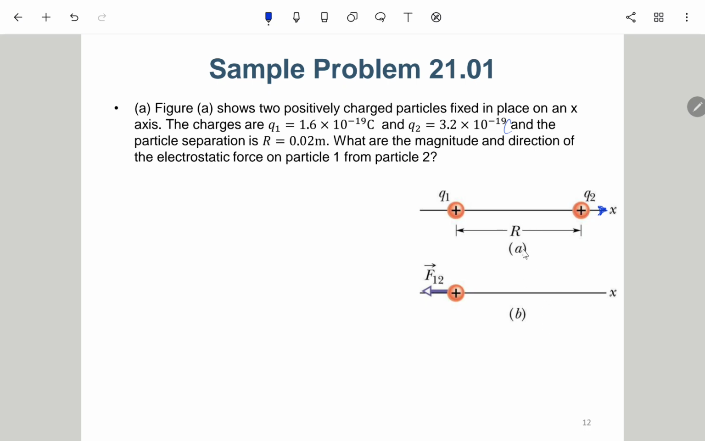Okay, so this is the separation, actually the distance between these two charged particles. So what are the magnitude and direction of the electrostatic force on particle 1 from particle 2? Okay, so it asks you for the force acting on this one. It is really simple. It is nothing but F12 equals K, or maybe I can write it as 1 over 4 pi epsilon naught. You can just call it K, but since it's the very first example, I just write the whole term.